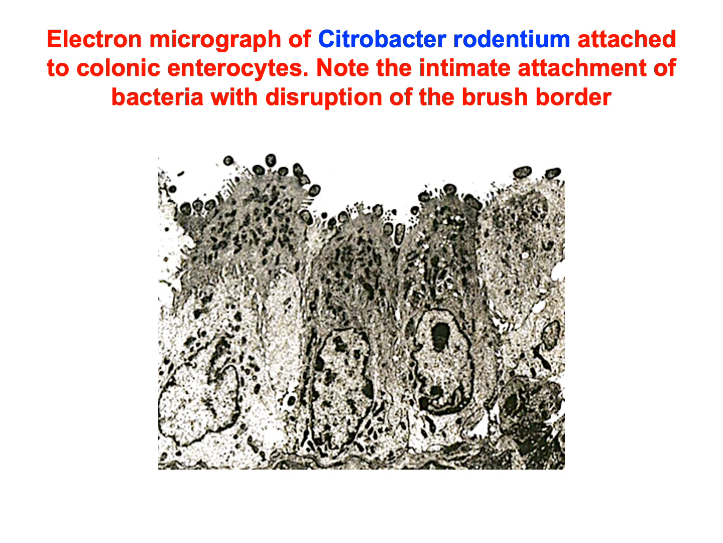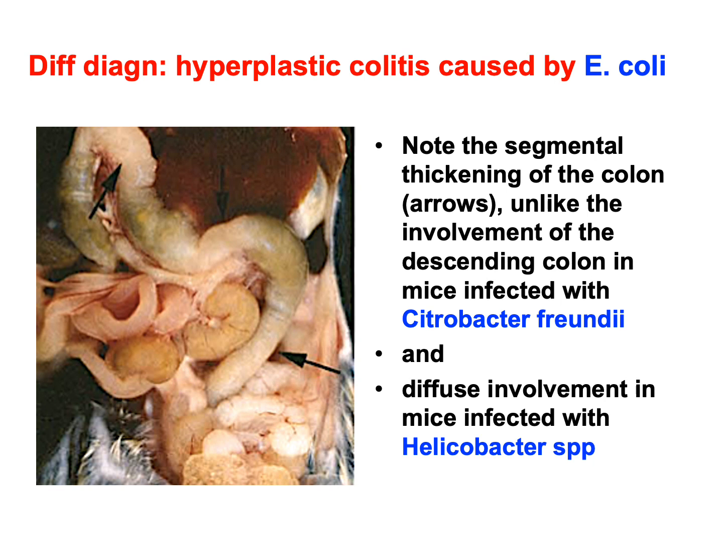But the first candidate for the differential diagnosis is the hyperplastic colitis caused by Escherichia coli. At the left you can note the segmental thickening of the colon. You see the arrows. Unlike the involvement of the descending colon in mice infected with Citrobacter freundii. So a little bit of the differences can be seen.